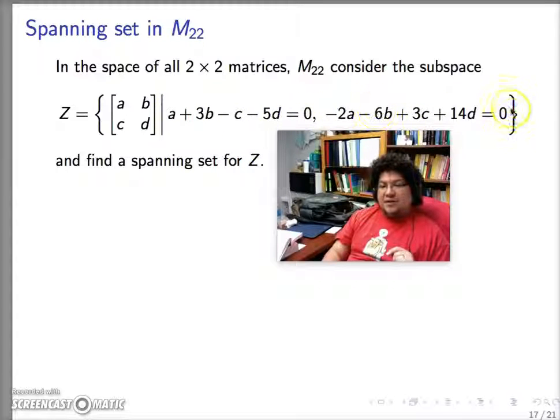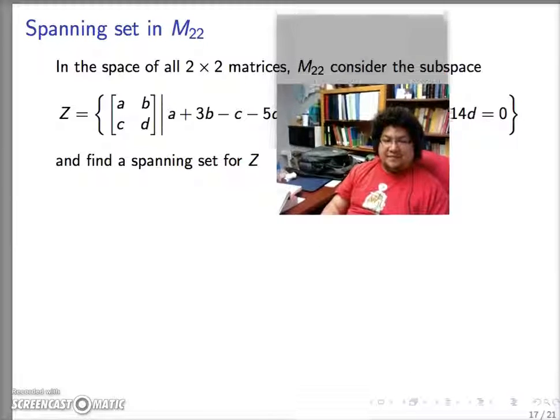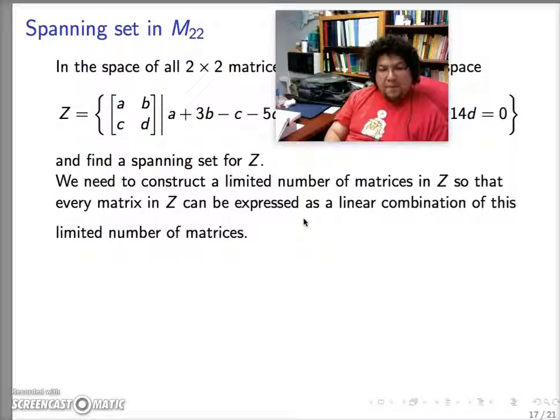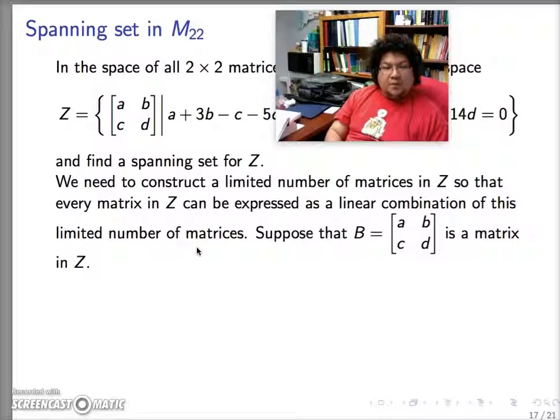Notice these equations are set equal to 0. So these are 2 linear equations. This is a system of linear equations, and what we want is to find a spanning set for this set Z. So let's see how this works. We need to construct a limited number of matrices in Z such that every matrix in there can be expressed as a linear combination, right?